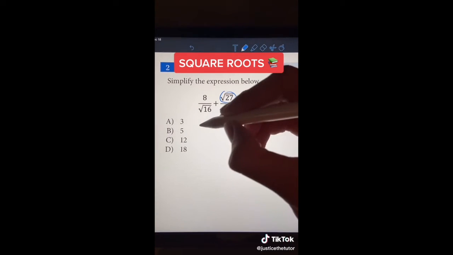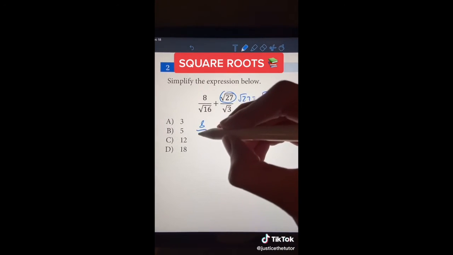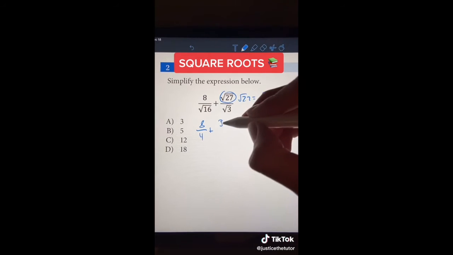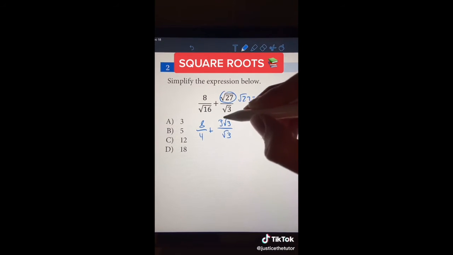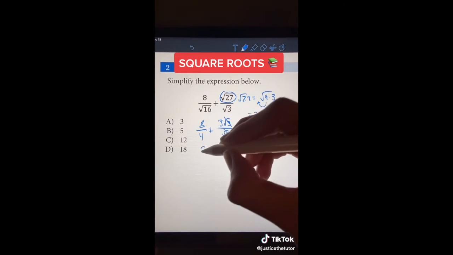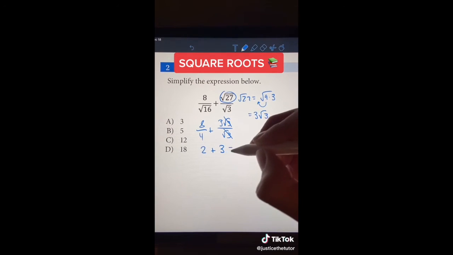So now let's rewrite this. So we have 8 over the square root of 16, which is just 4, plus 3 times the square root of 3 over the square root of 3. And since this is in the numerator and the denominator, we can just cancel these out. 8 over 4 is just 2. So we have plus 3, which is equal to 5.